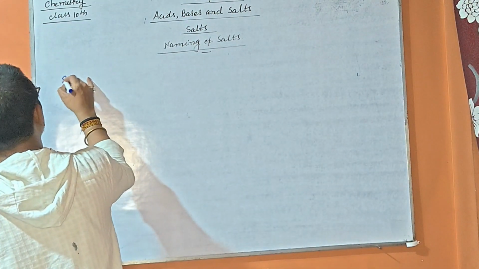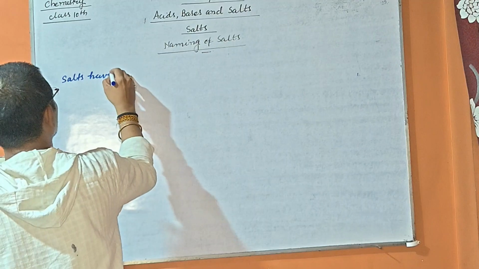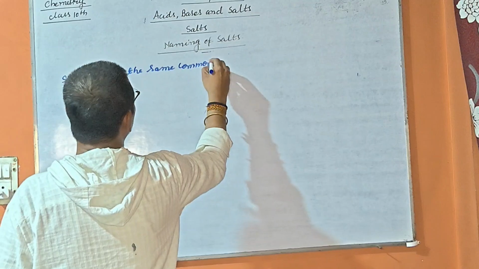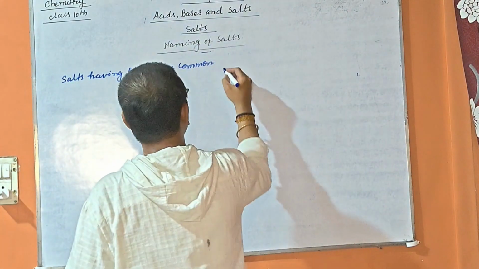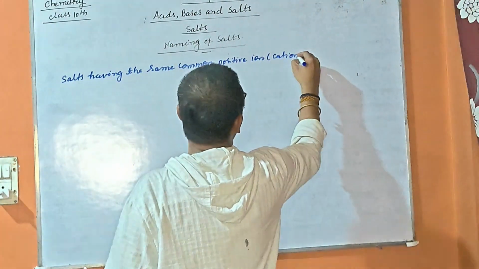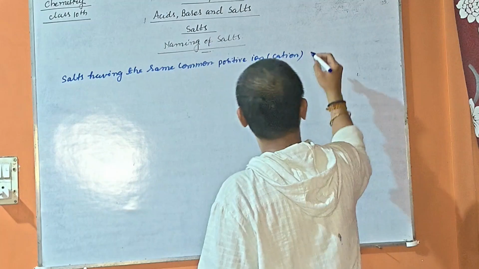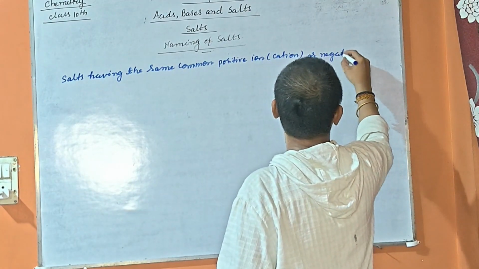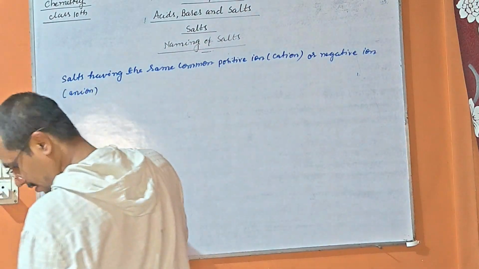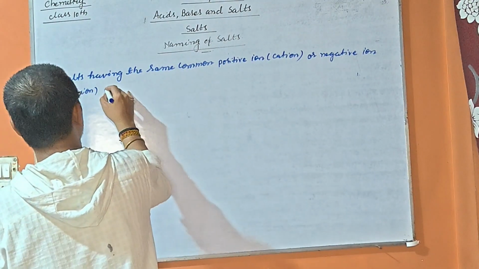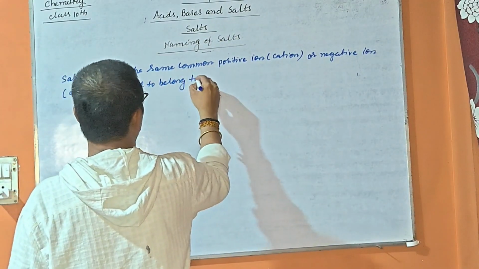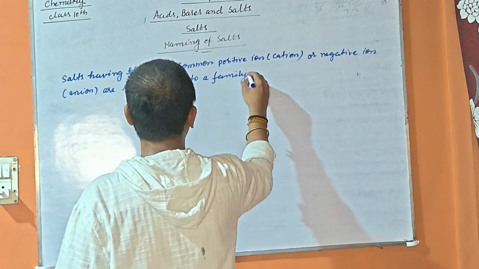Salts having the same common positive ion, that is cation, or negative ion, that is anion, are said to belong to a family.